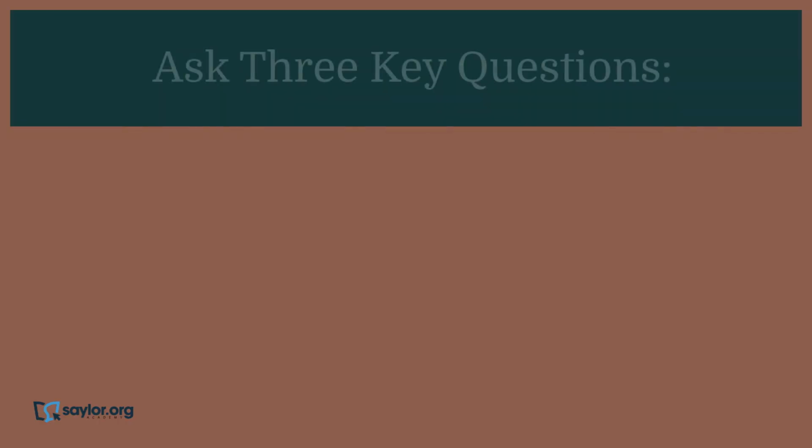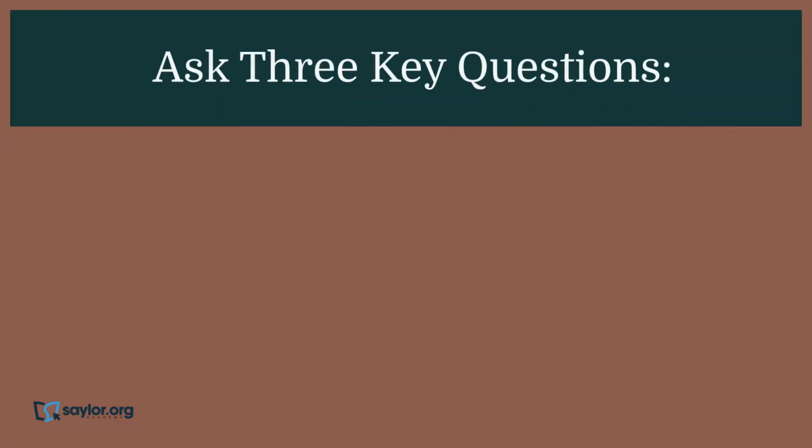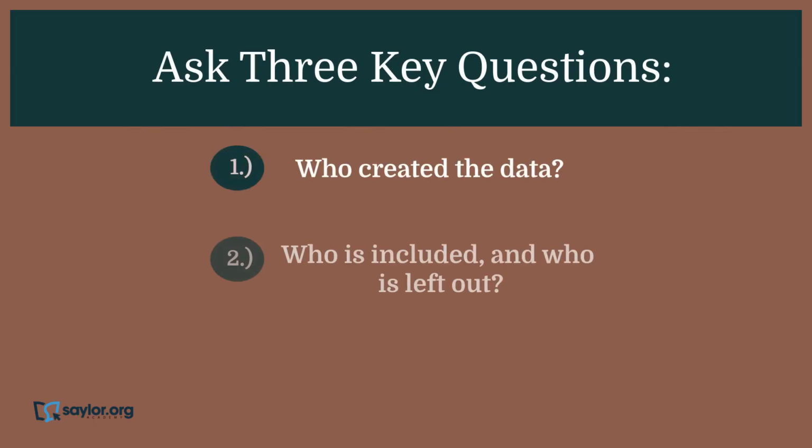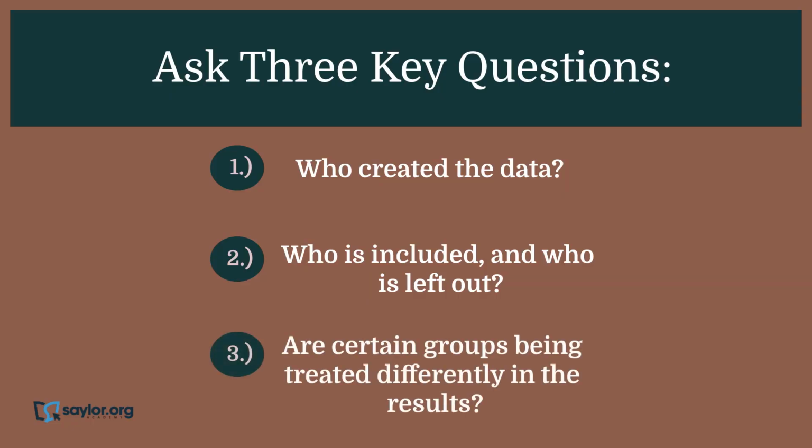When trying to recognize if AI is producing biased outputs, you can ask yourself three key questions. 1. Who created the data? 2. Who is included and who is left out? And 3. Are certain groups being treated differently in the results?